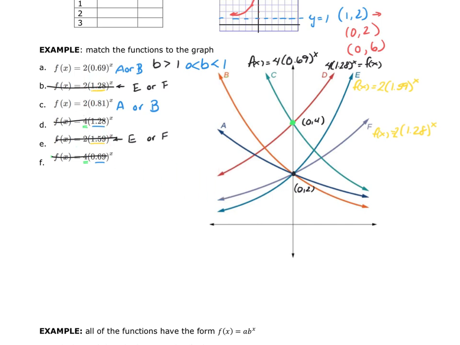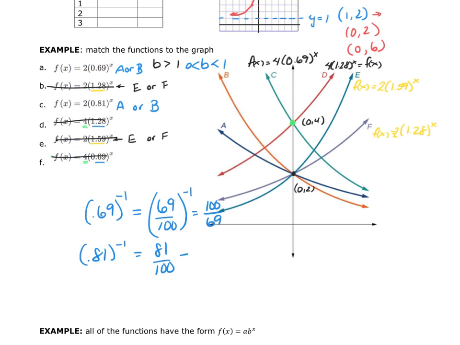Now, if you're not certain, think of the fact that if you take 0.69 and the reciprocal of that, so that is 69 over 100, and the reciprocal of that would be 100 over 69. Similarly, 0.81 raised to the negative 1 would be 81 over 100, and the reciprocal of that is going to be 100 divided by 81. Now this is f of negative 1.